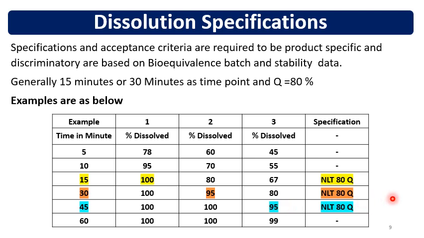But always remember, generally the specification for IR formulations containing BCS class 1 and 3 drugs, 15 minutes or 30 minutes is sufficient. And if it is showing slower release, then you should improve the RPM or speed of the paddle apparatus, or you should take other appropriate action. But always try to give the specification of NLT Q at 15 minutes or at 30 minutes.